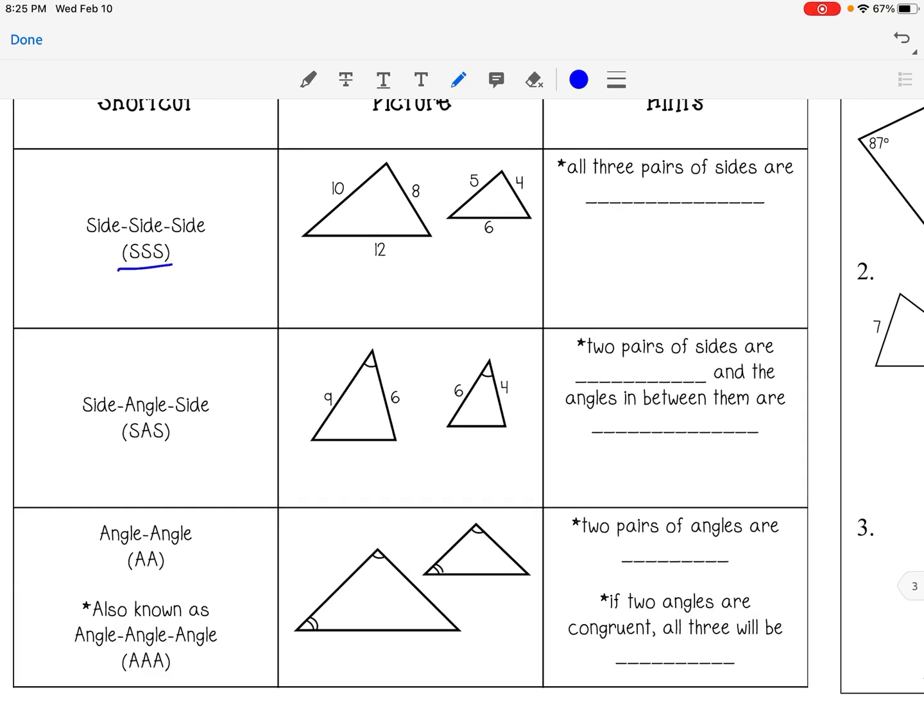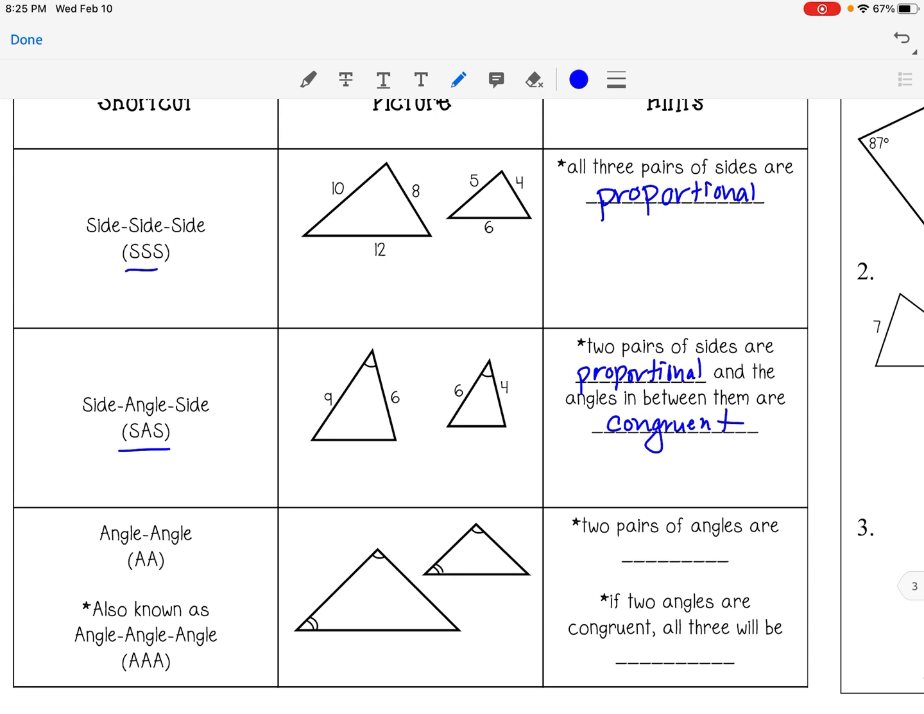So we have side, side, side, side, angle, side, and then we have angle, angle, which is also known as angle, angle, angle. Okay, these look similar to the other ones. However, when we're looking at side, side, side, remember with similar triangles, they do not have to be congruent, but all 3 pairs have to be proportional. Here we're going to have 2 pairs of sides, but then we're going to have the angle between them. So the sides have to be proportional, but the angles, remember, have to be congruent. The angle between them has to be congruent.